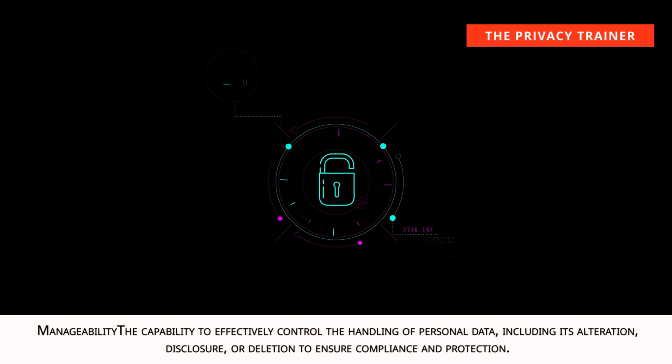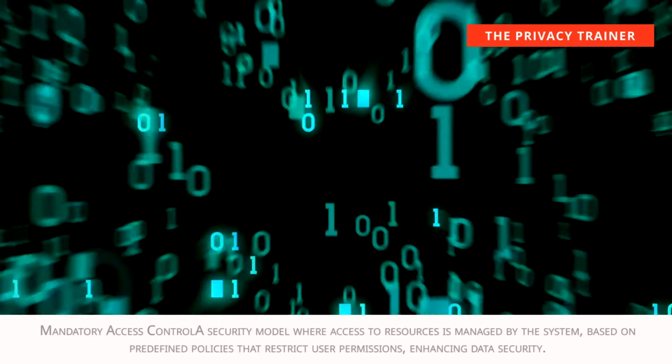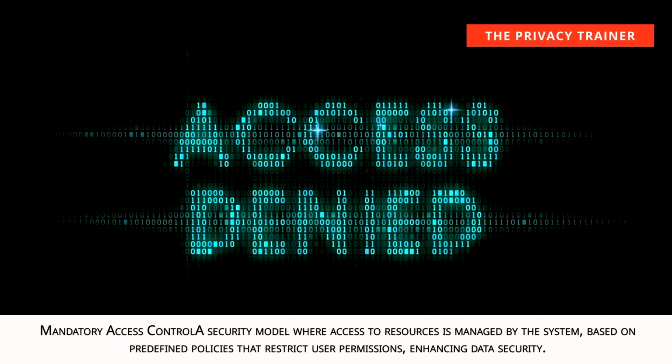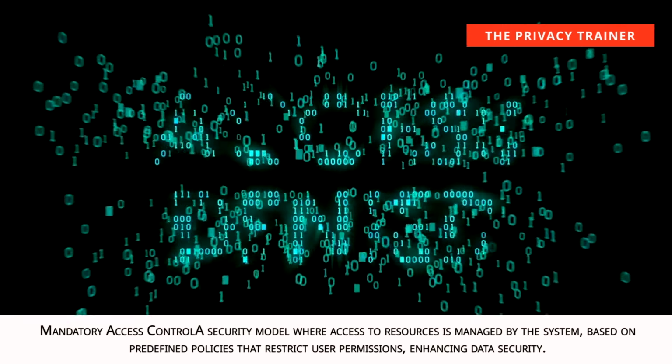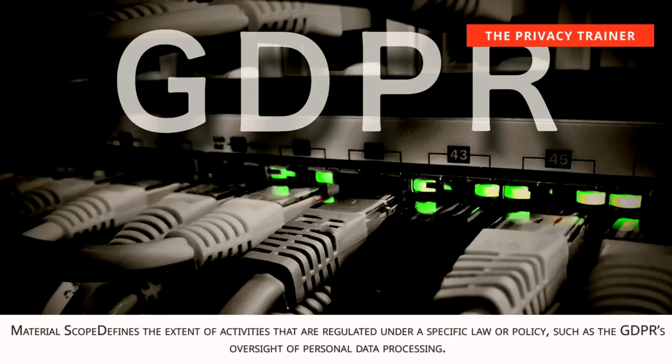Manageability: the capability to effectively control the handling of personal data, including its alteration, disclosure, or deletion to ensure compliance and protection. Mandatory access control: a security model where access to resources is managed by the system, based on predefined policies that restrict user permissions, enhancing data security. Matching program: defined under the Privacy Act of 1974, it involves computerized comparisons of records to verify eligibility for or compliance with federal benefits programs. Material scope: defines the extent of activities that are regulated under a specific law or policy, such as the GDPR's oversight of personal data processing.